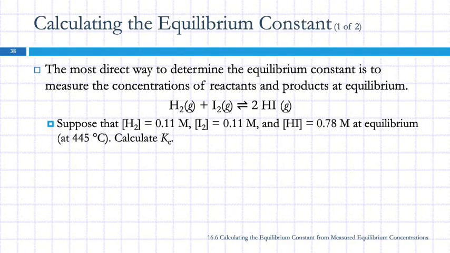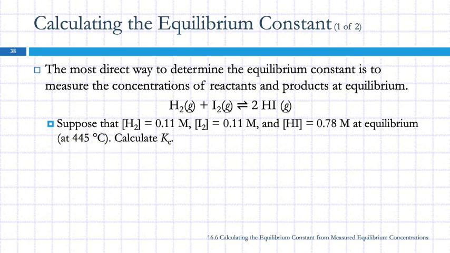Well, how do we figure out what those equilibrium constants are? The most direct way is to measure the concentrations of the reactants and products when they are at equilibrium. That's much easier said than done, but here they've done it for us. So here we have H2 plus I2 in equilibrium with 2HI. And they're saying, suppose that we have these concentrations at equilibrium at this temperature, calculate Kc.